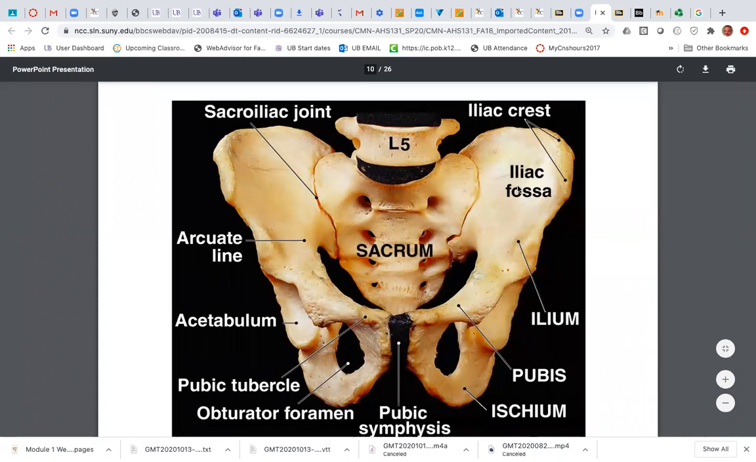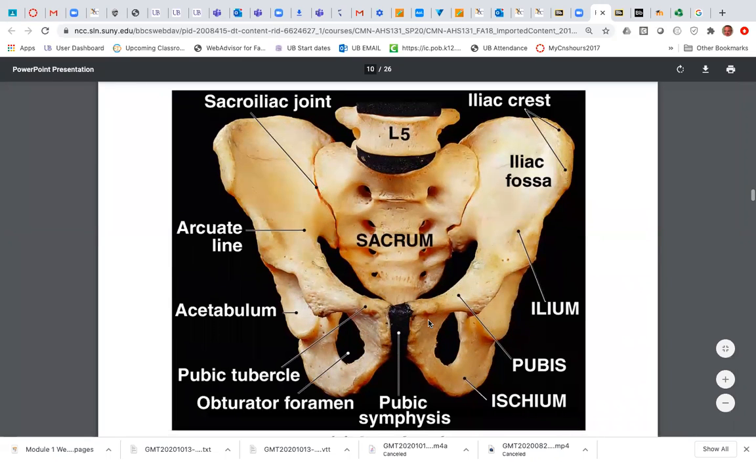Iliac fossa. Up here, this is the pubis. Down here, this is the ischium. This is the ilium. Pubic tubercle here, pubic tubercle here. There's a ligament that goes from the pubic tubercle upward to the ASIS. Goes this way, and another one goes this way.